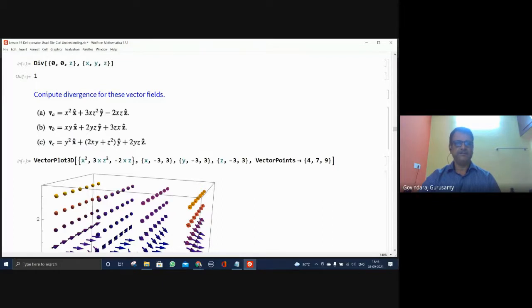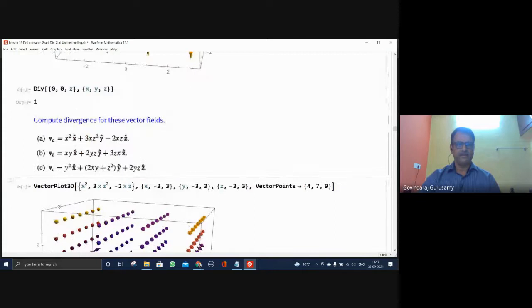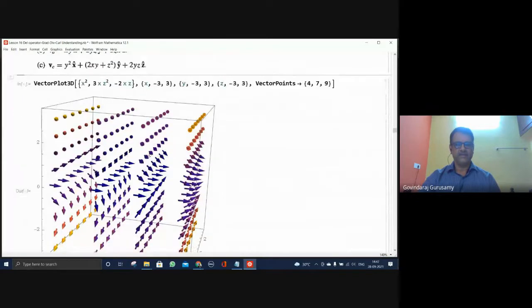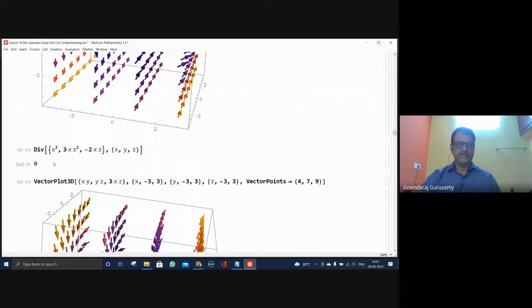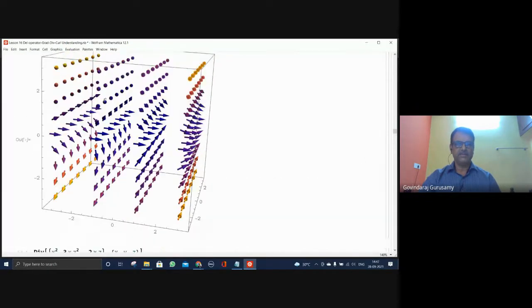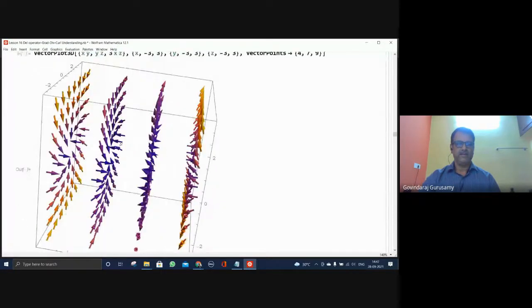Now compute the divergence of these vectors. How do you do that? Compute the divergence of these vectors. So what you do is take the components x square, 3xy, minus 2x. Okay, this is a vector. This is what your vector is. Does it have a divergence? The divergence goes to 0, which means there is no divergence for this kind of field. Okay, which can be computed and shown now.